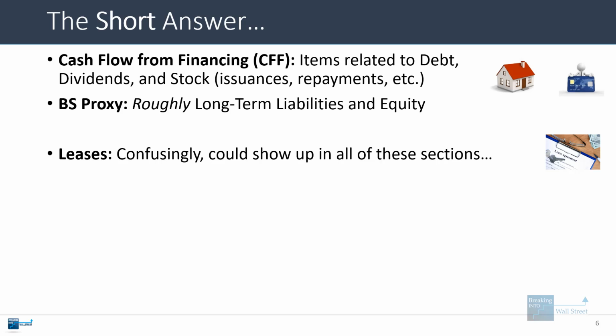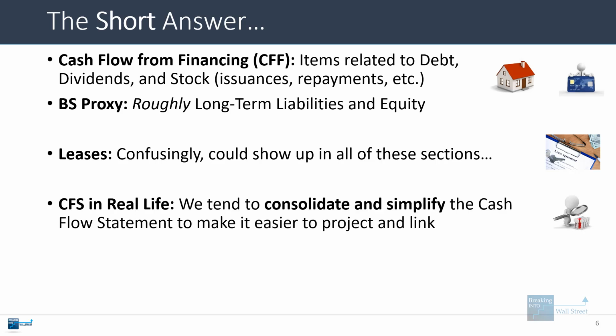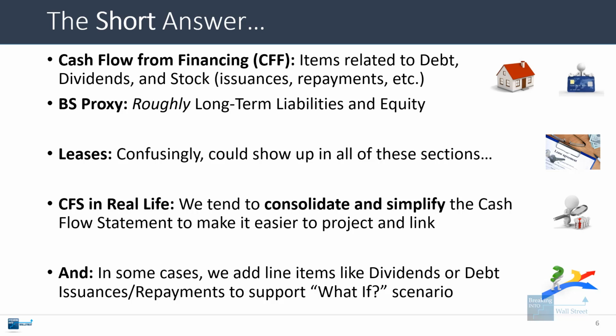Leases confusingly could show up in all of these sections, or at least multiple sections here, and you should really look at our separate lease accounting tutorial for more on this one. In real life, we tend to consolidate and simplify the cash flow statement to make it easier to project and link, but in some cases we will actually add line items such as dividends or debt issuances and repayments, even if the company doesn't have them right now.